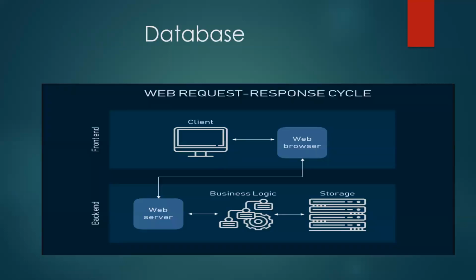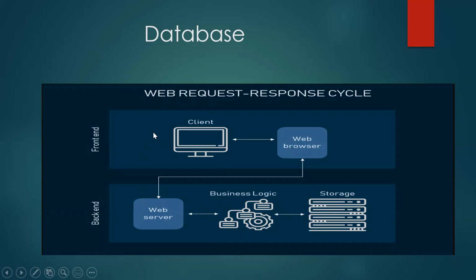So we can solve this diagram. We can understand this thing, the web request response cycle. This part is the front end, the client and web browser, and the back end part is the storage and business logic and web server.